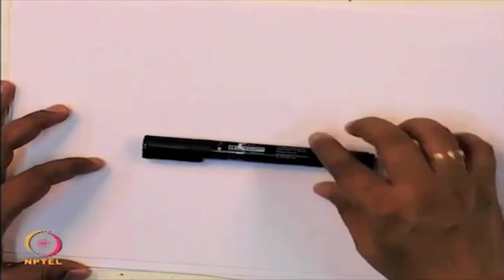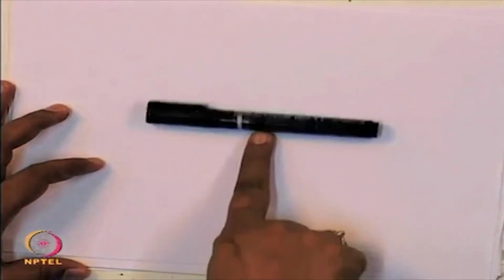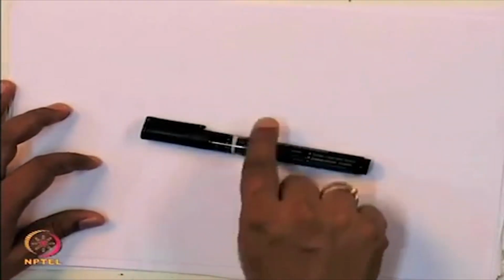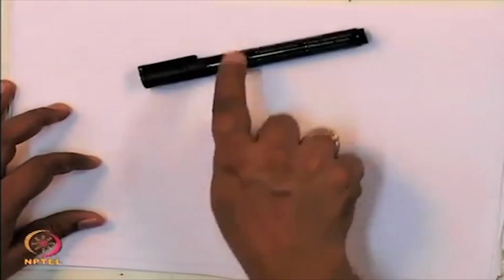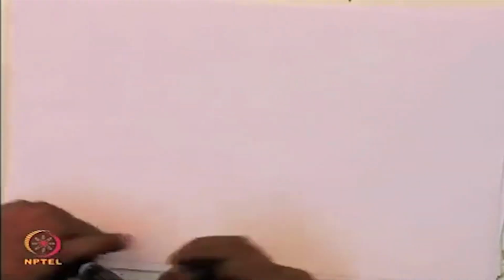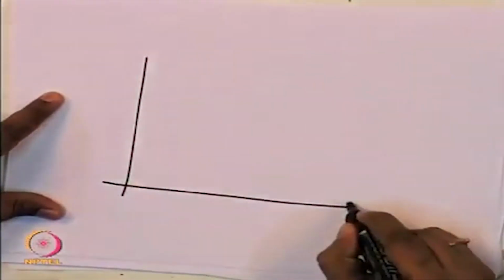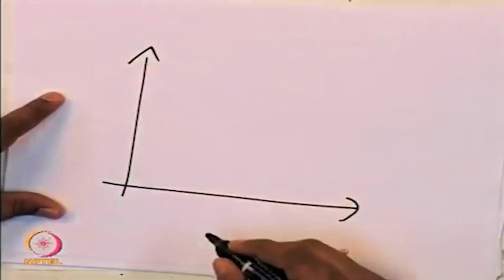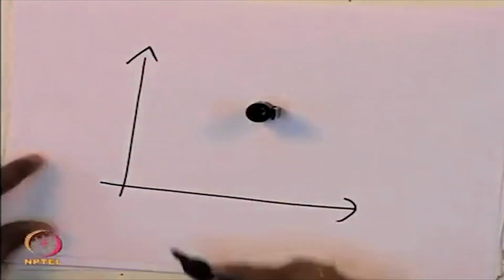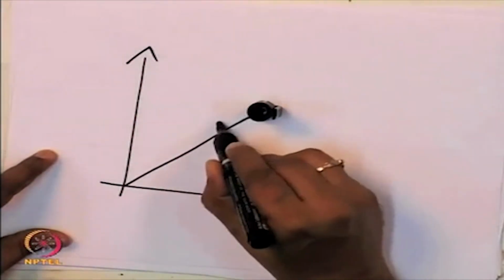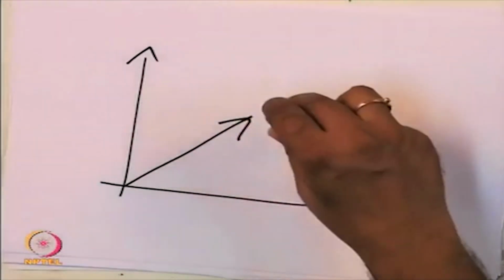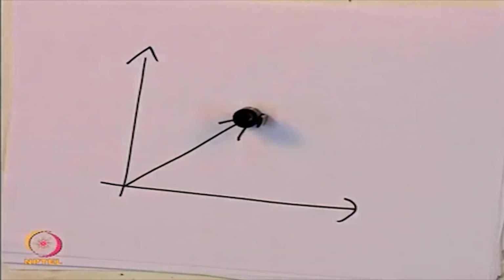You have a pen here, and if I apply a force on this pen, the pen moves. Force is a vector, and the position of this pen is a vector. You can always represent an x axis and a y axis, and the position of this can be represented by a vector. This particular vector represents the position of the top of this pen.